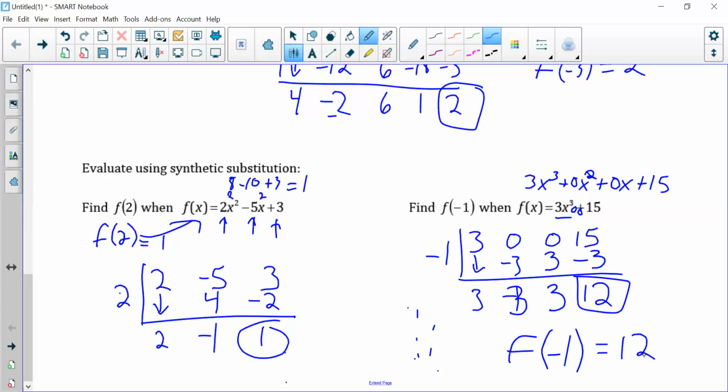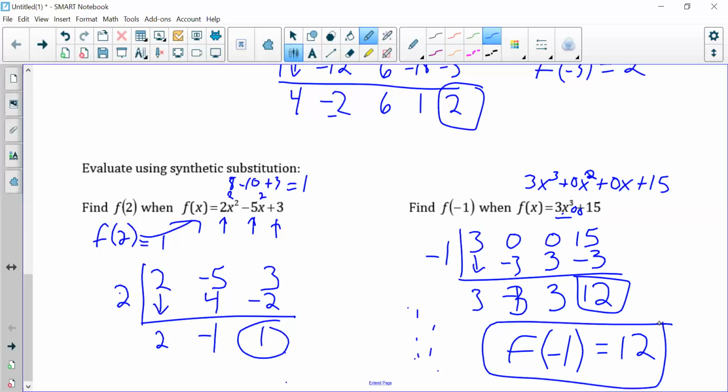And if we plug this in, we should see that we're right. So if we plug in negative 1 for x, so negative 1 cubed is negative 1, because negative 1 times negative 1 is positive 1, times negative 1 is negative 1. So negative 1 times 3 is negative 3. Negative 3 plus 15 is 12. So this is our final answer.